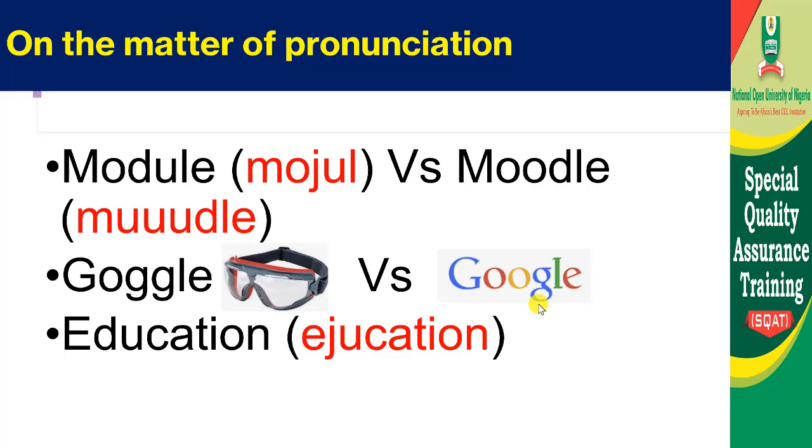The same thing, you hear people say, oh, let me Google it. Hey, NOUN people, we are the best. Well, it's not Google, oh. Google is this one, double G. But this one is double O, so it's Moodle. So don't say, go and Google it.